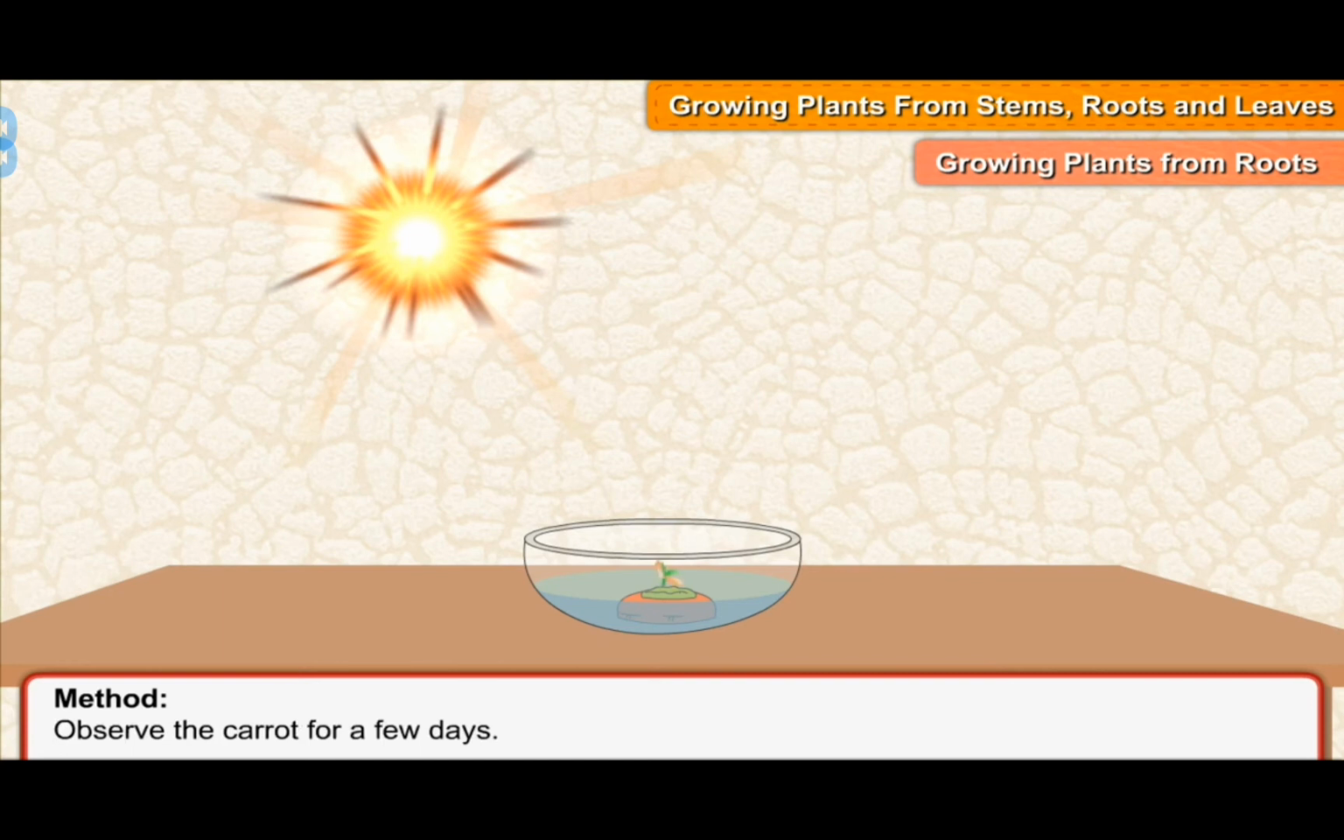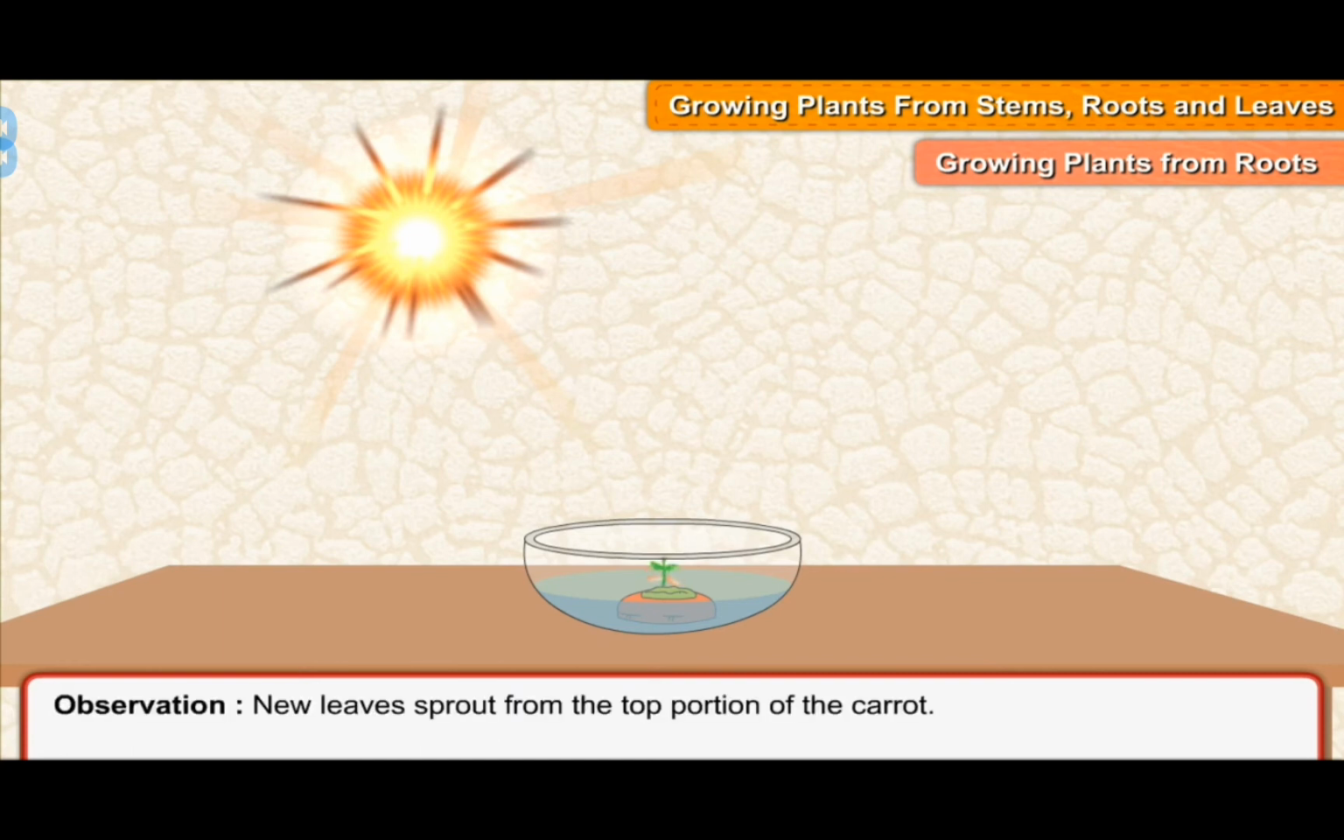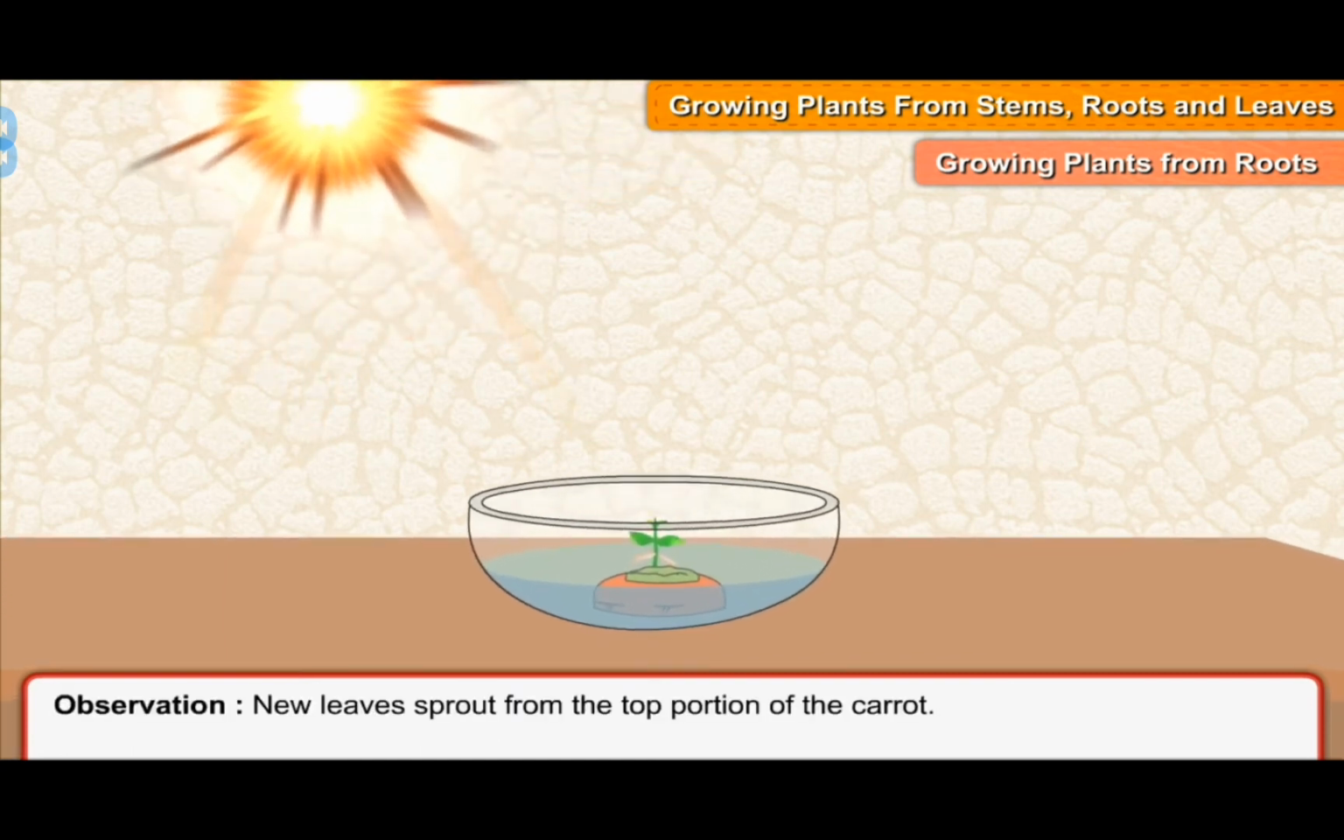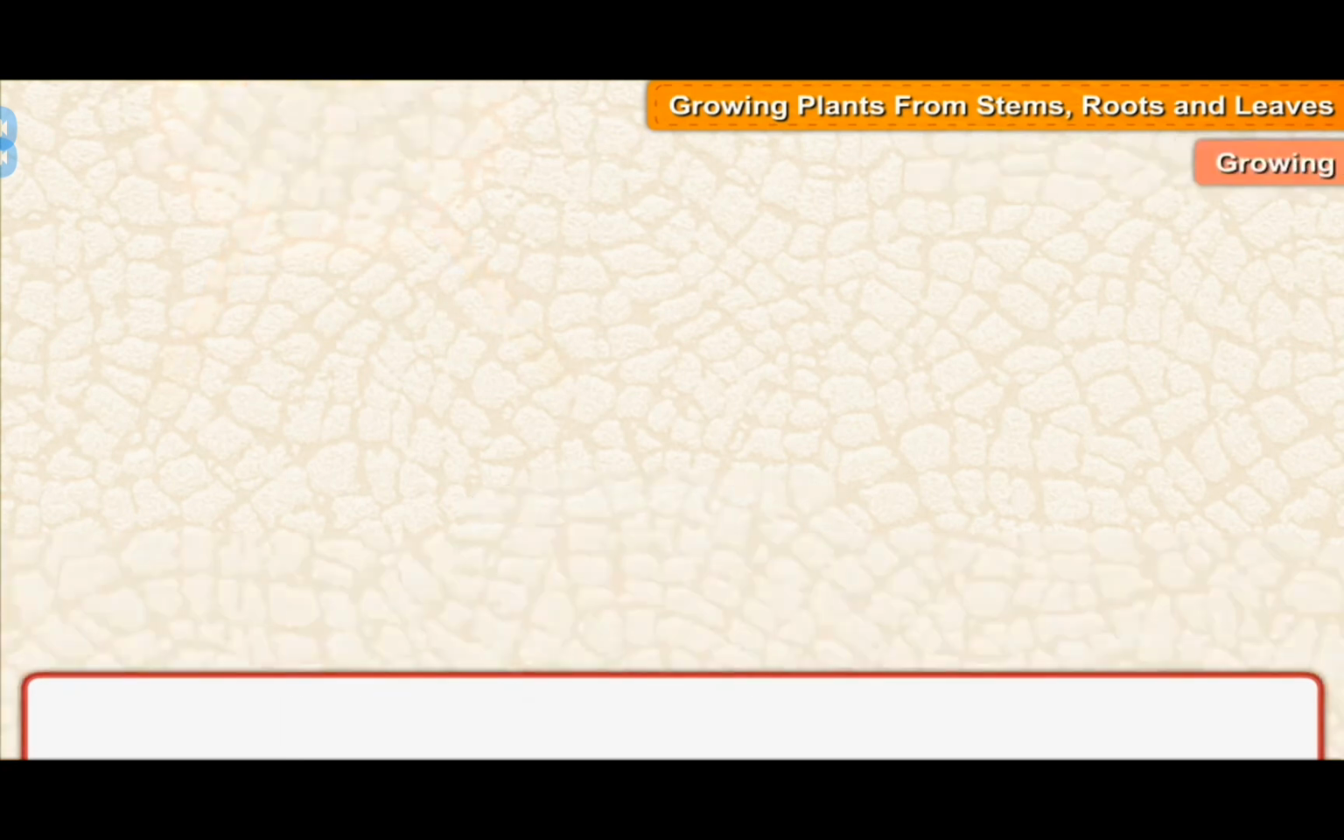Then after that, what do you observe? You can get new leaves sprouting from the top portion of the carrot. So what do you understand from this activity? Yes, we can grow new plants from the root part, the root vegetative part.